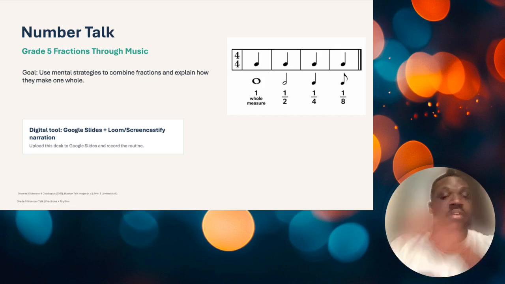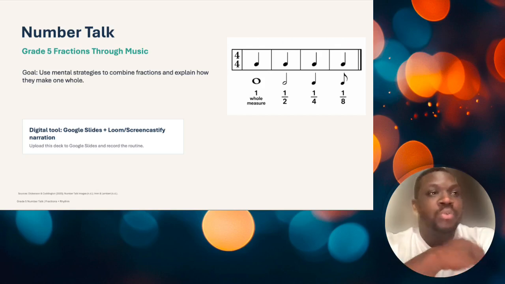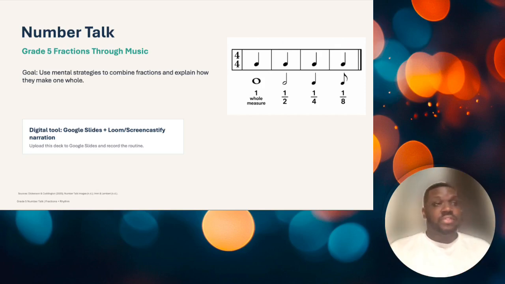So I'm using Google Slides. It allows me to present each expression visually, reveal the problems one at a time, and include both the fraction and the rhythm representation. Students can also revisit the slides when they need additional processing time or visual support.